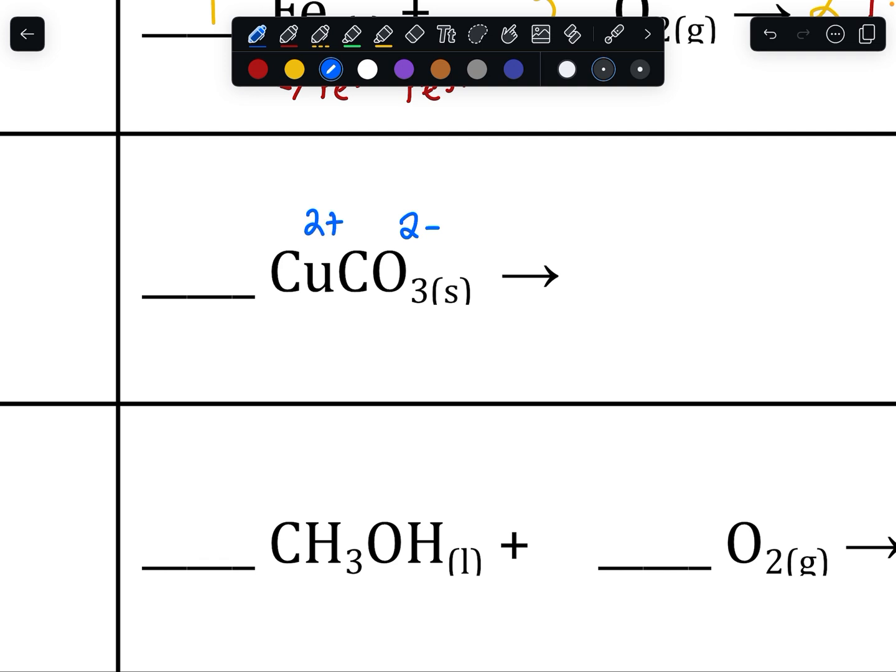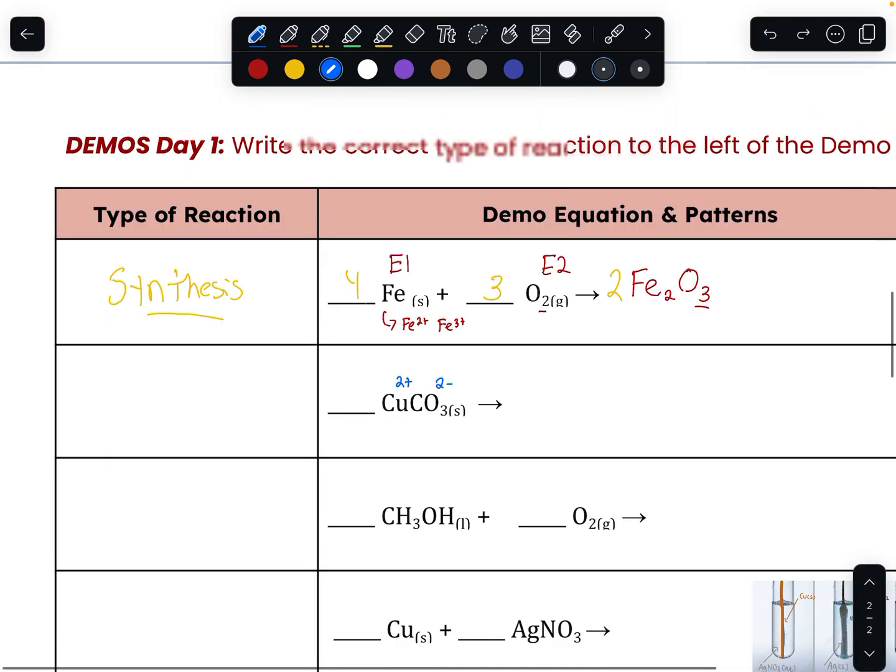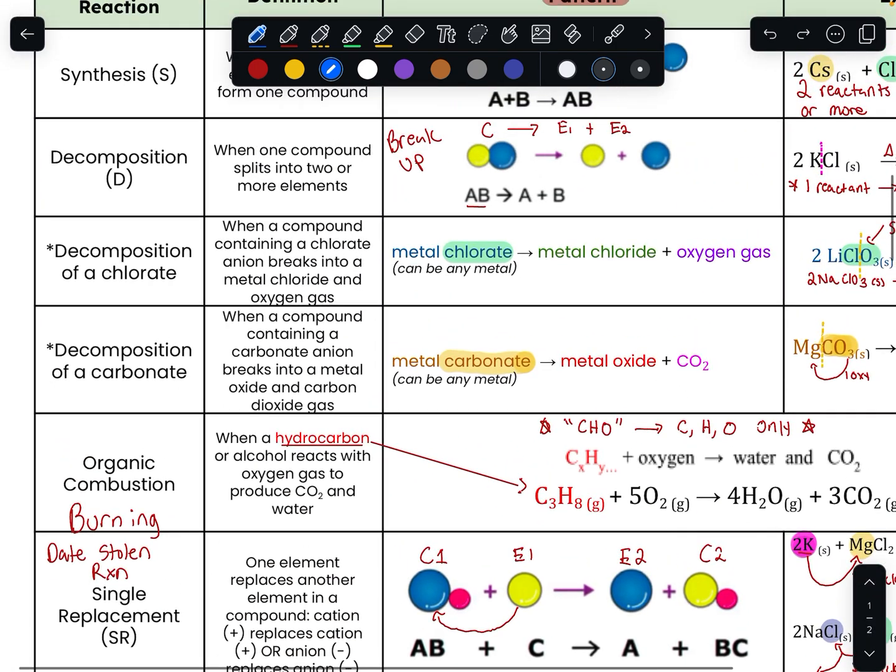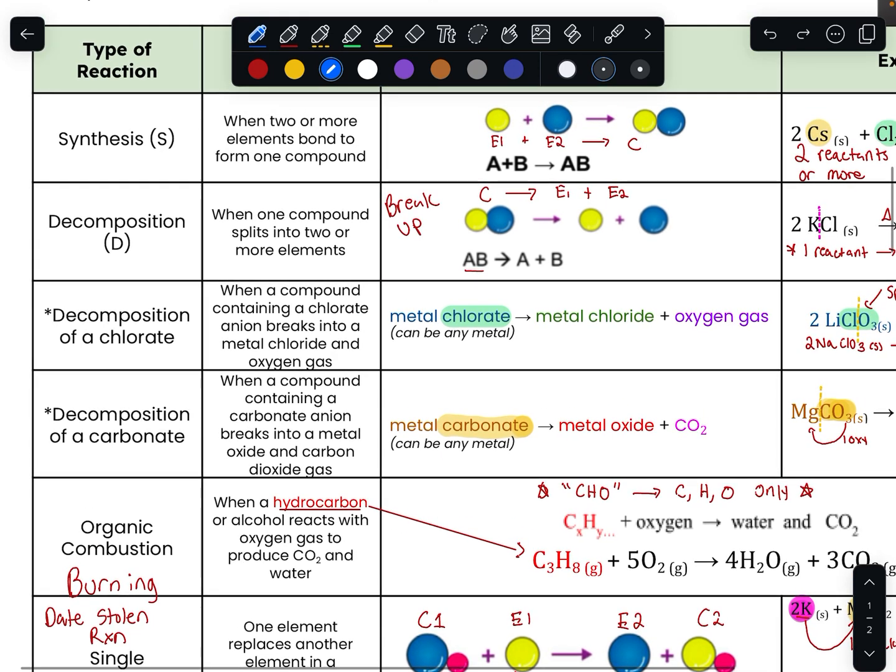So this is going to be copper 2 carbonate to make that a neutral ionic compound. I see one thing to the left of the arrow, which means I have one reactant. Let's check our chart and see what pattern this matches. Okay, so we see that there's one reactant, so that's probably narrowing in on our decomposition here, because that's the only reaction type where we can have 1 to 2 or more things being made.